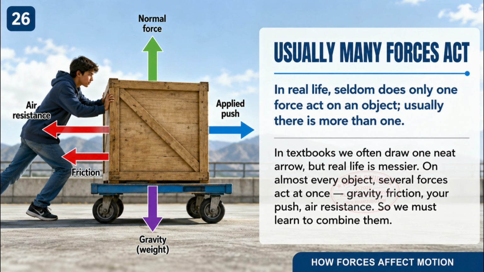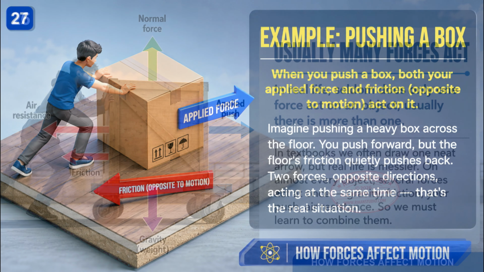Usually, many forces act. In textbooks, we often draw one neat arrow, but real life is messier. On almost every object, several forces act at once: gravity, friction, your push, air resistance. So we must learn to combine them.